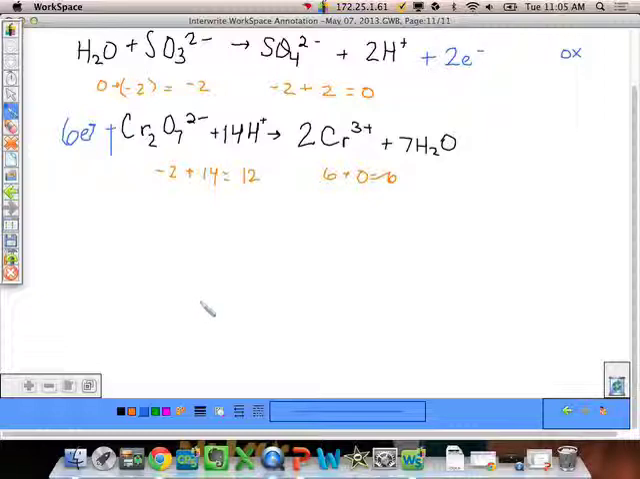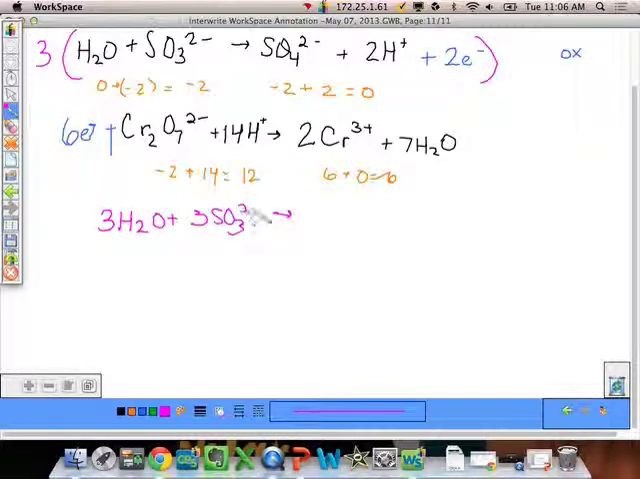Can I add things together the way they are right now? Why not? Electrons aren't balanced, absolutely. So what do I have to multiply my first reaction by? 3. So everything there is going to get multiplied by a 3. I'm going to rewrite it down here, make it hopefully look a little bit nicer. So we have 3H2O plus 3 SO3 2-, goes to 3 SO4 2-, plus 6 H+, plus 6 electrons.